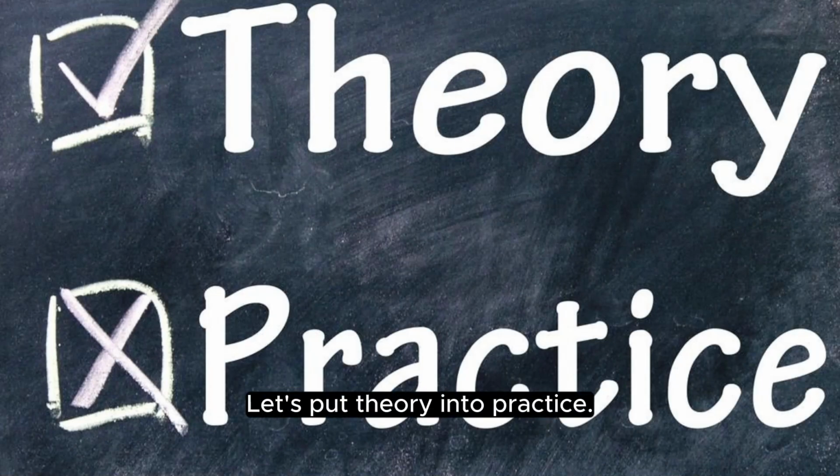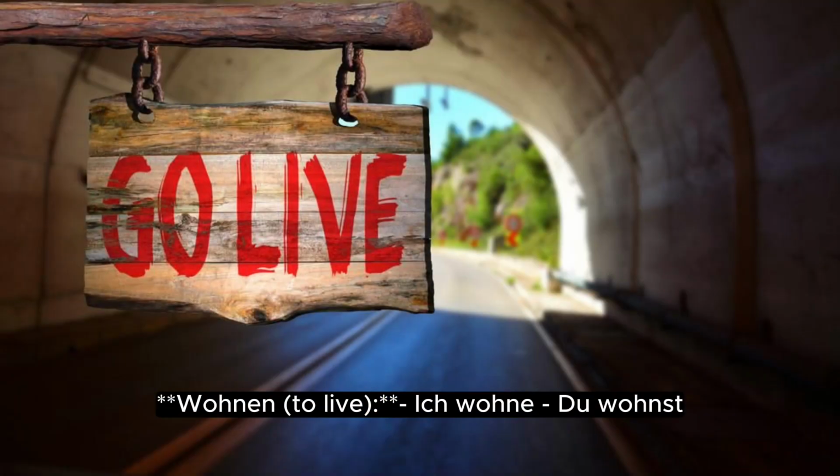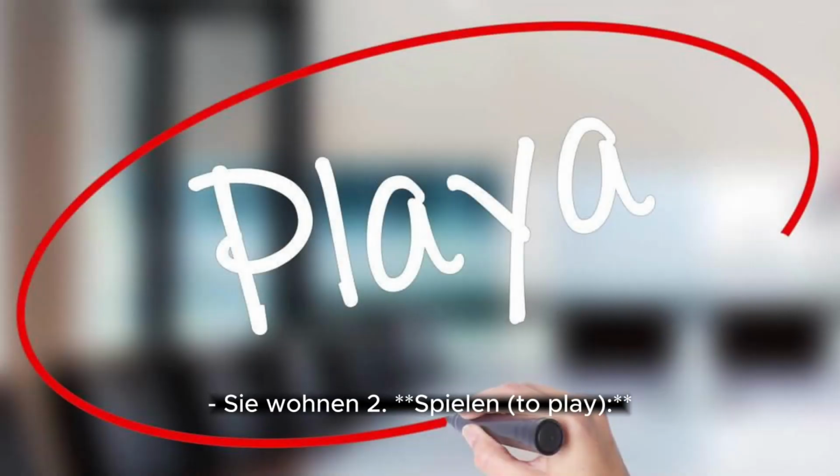Conjugating regular verbs. Let's put theory into practice. Here are some common regular verbs with their conjugations. 1. Wohnen, to live. Ich wohne. Du wohnst. Er, sie, es wohnt. Wir wohnen. Ihr wohnt. Sie wohnen.